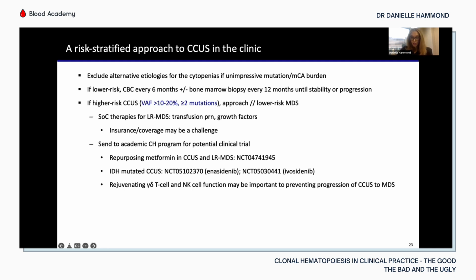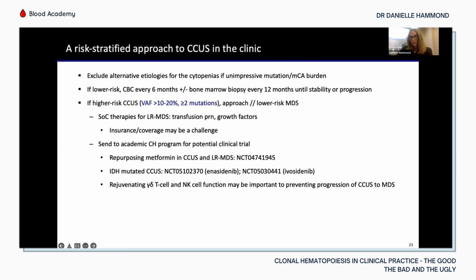And then increasingly, I would encourage folks to send patients to academic clonal hematopoiesis programs for potential clinical trials, especially if they have higher risk CCUS. There's, I believe, a Danish study where they're repurposing metformin for both lower risk MDS and CCUS. I've mentioned the 2 trials for IDH1 and 2 mutated CCUS that are running in the US, and I think soon will be expanded.